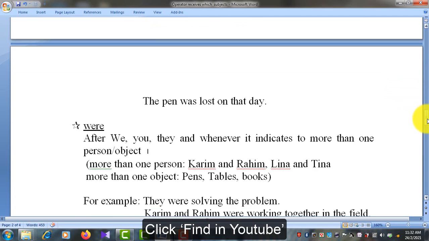The last one, the pen was lost on that day. Look at the example carefully. The operator was is used after the object, only one object, pen.